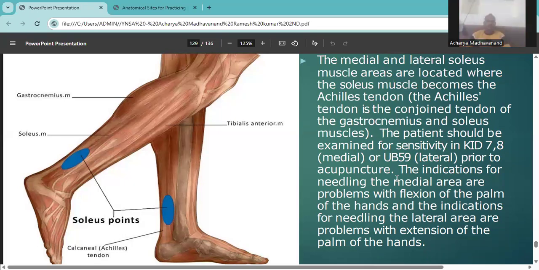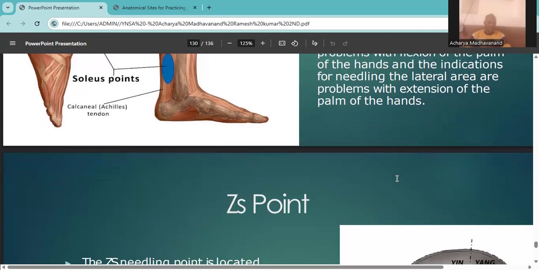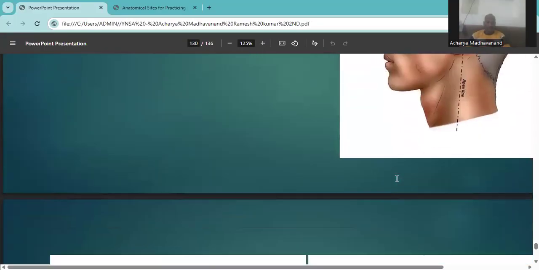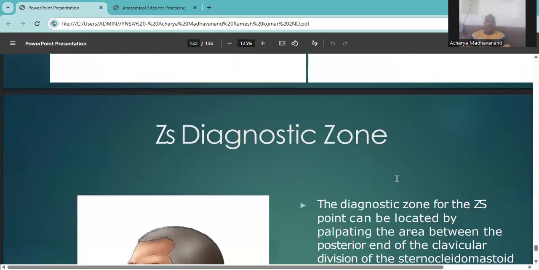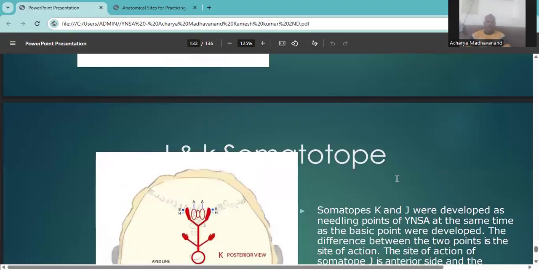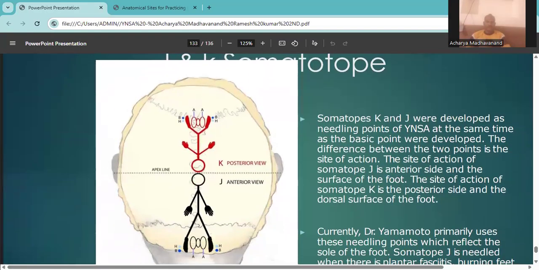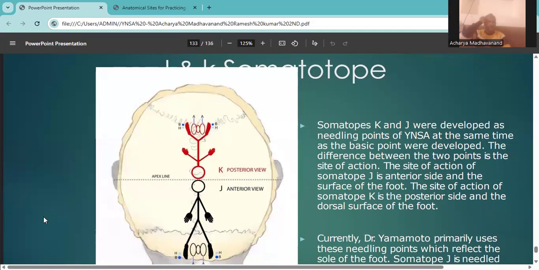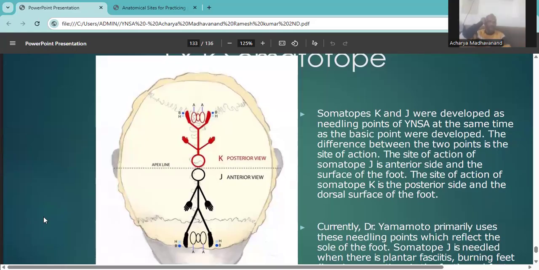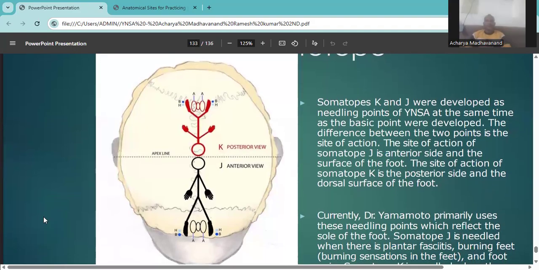Then go for next PPT, 133. It's very lengthy.